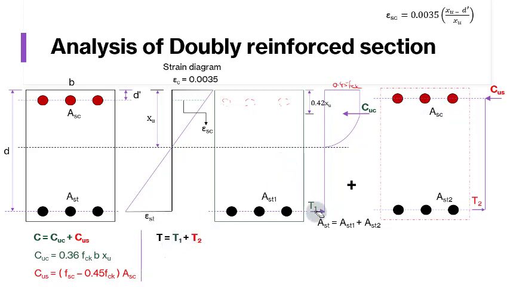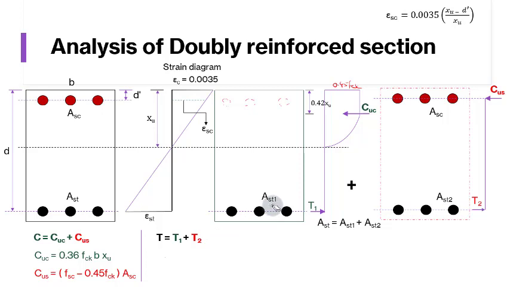The tension force will be equal to T1 plus T2. Now T1 will be what? Generally, we always try to design an under-reinforced or balanced section, and we know that when we go for an under-reinforced or balanced section, the tensile reinforcement yields. So T1 will be how much?